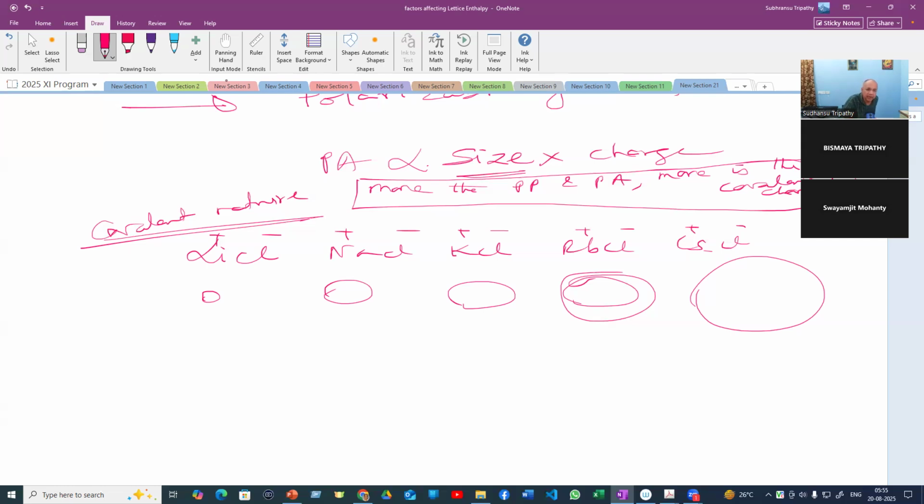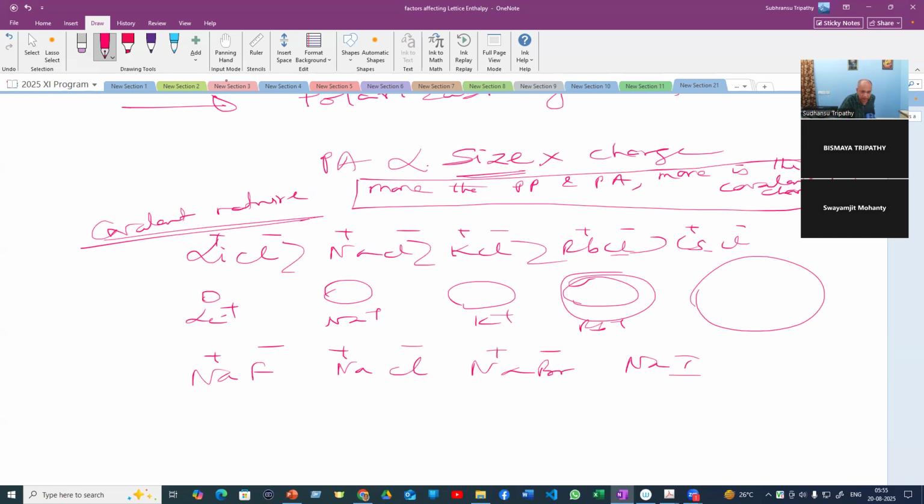So you will write like this, because Li plus, Na plus, K plus, and so on. Now, if I say, keeping sodium fixed, fluoride, chloride, bromide, iodide, what will be the order of their covalent character? I'm only considering the relative covalent character.